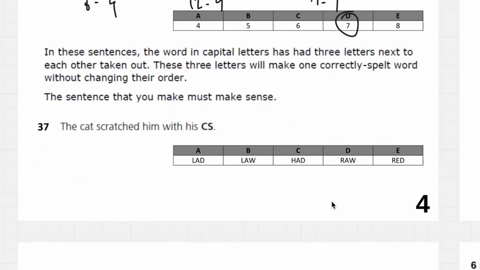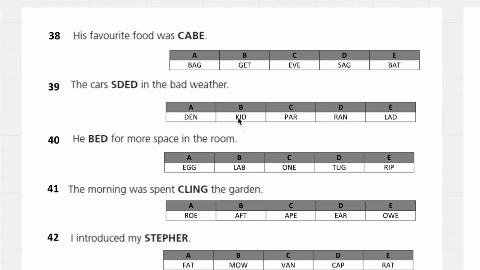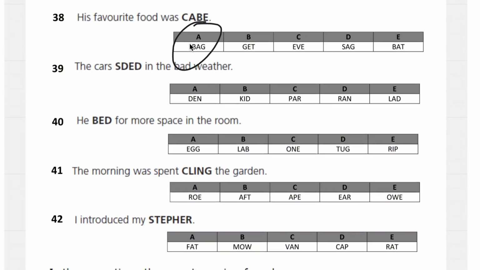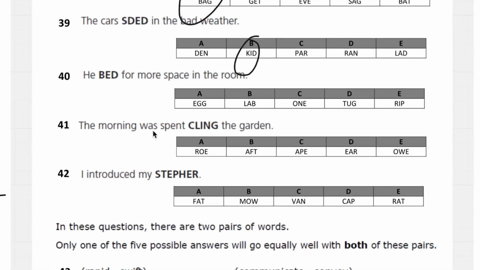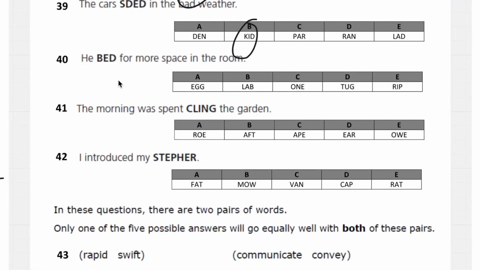Question number 37. The cat scratched with his claws, we get law, which will be B. Question 38, his favourite food was cabbage, we get bag. Question number 39, the car skidded in the bad weather, we will get B. Question number 40, he begged for more space in the room, that will be egg.